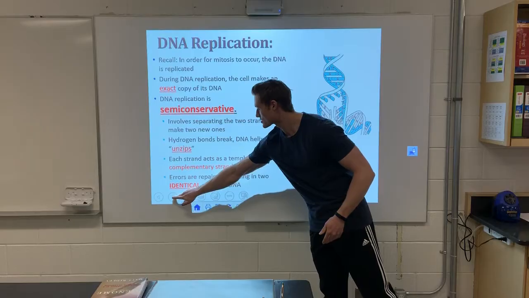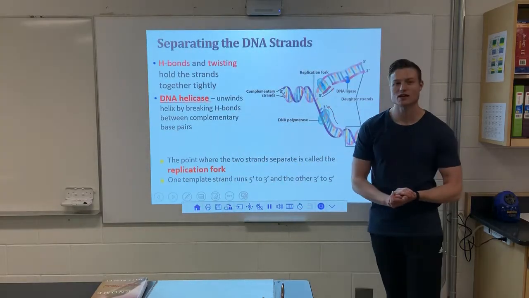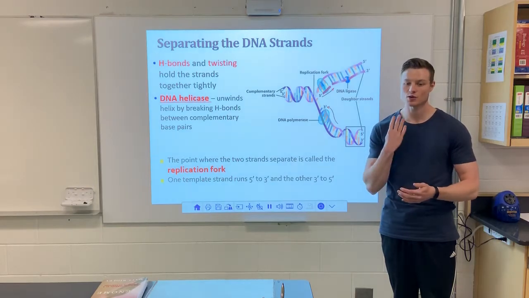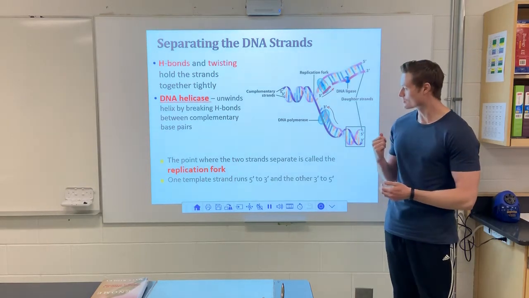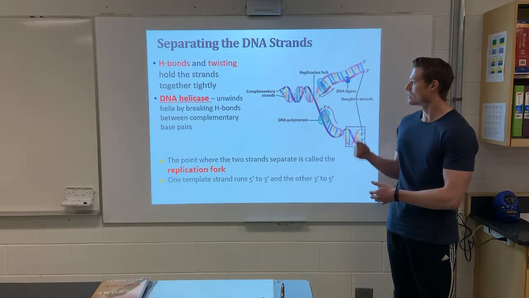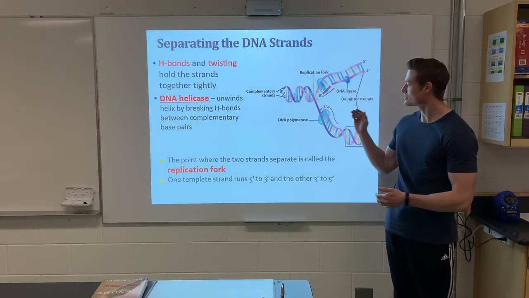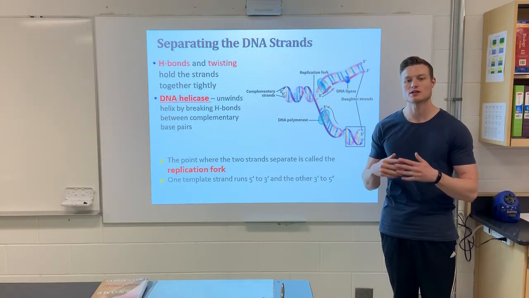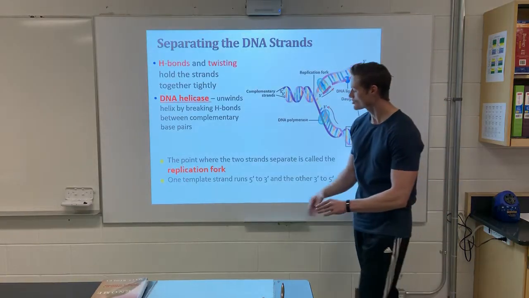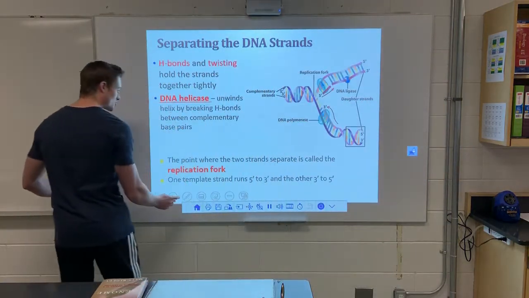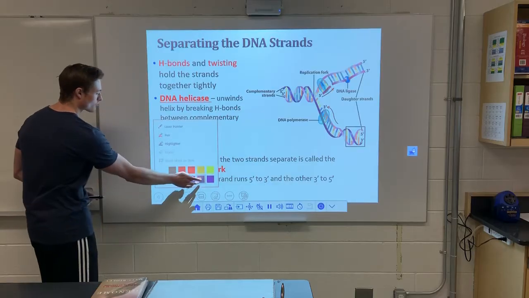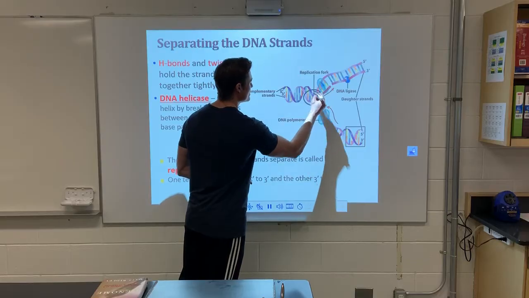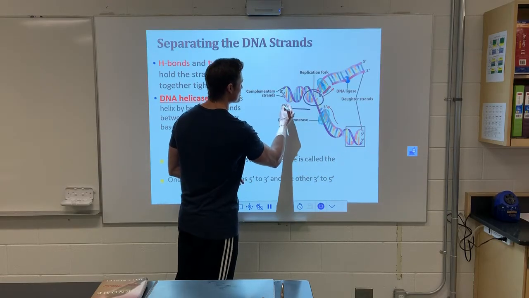So how does this process work? Well, step one is we have to unzip the DNA. How do we unzip the DNA? Well, there's a special enzyme. This is one of 4 enzymes that I need you to know. The first enzyme is called DNA helicase. And what DNA helicase does is it unzips or breaks apart the bonds, the hydrogen bonds between the nitrogenous bases. So the point at which the two strands are separating, we call the replication fork. So right here, the replication fork would be here, and the direction of replication would be this way.